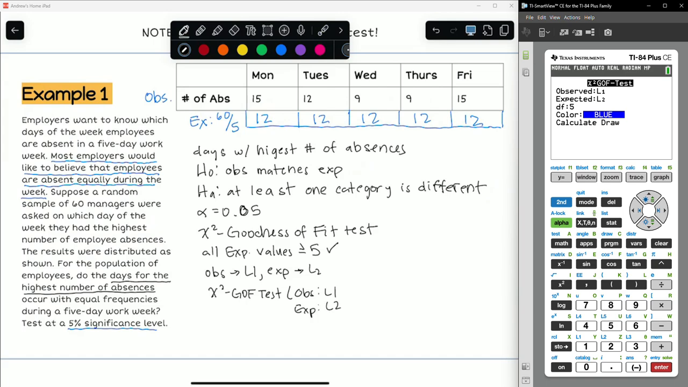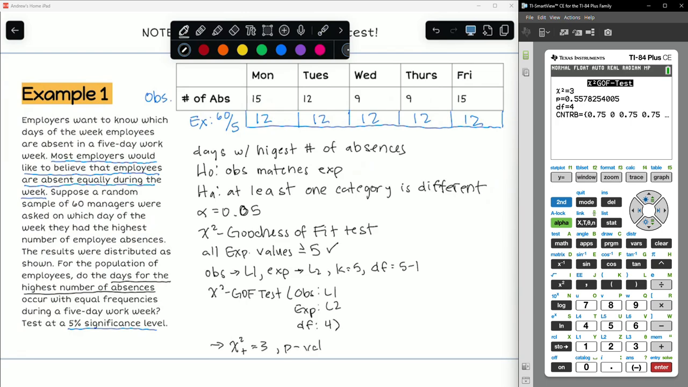And then my degrees of freedom, in this case, I have 5 categories. K equals 5. So my degrees of freedom should be 5 minus 1, which is 4. And then let's see what our calculator spits out. So it gives us a test statistic of 3. And it gives us a p-value of 0.5578.